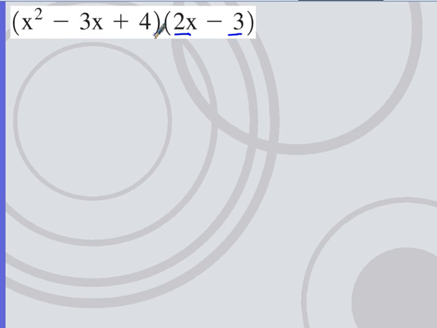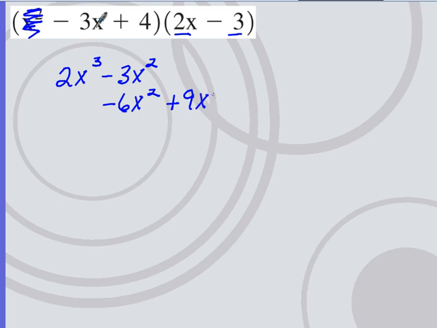X squared times 2x, Daniel. What do you get? 2x cubed. Good. X squared times 3, Daniel, is 3x squared, because there's no other x over here. You can mark out the x squared. You're done with it. Noah, go on to negative 3x. Negative 3x times each of these. Noah, what do you get? And negative 3x times negative 3 is positive 9x. Good. And the last one, Skyla, distribute the 4 for me.